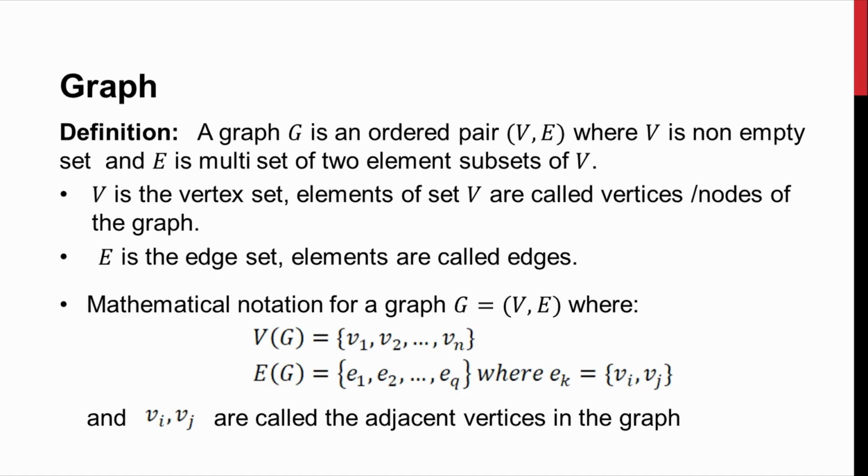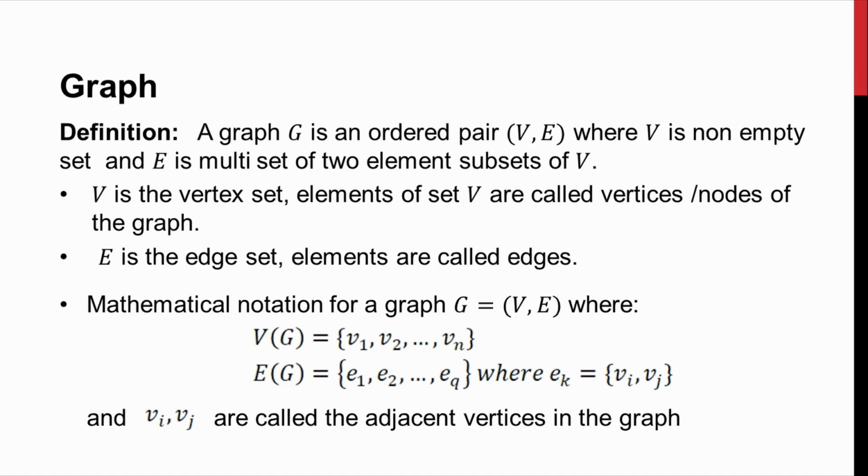So here E is a multiset. In other words, its elements can occur more than once, so that every element has a multiplicity. In the formal definition, a graph G is an ordered pair of V and E, where V is a non-empty set and E is a multiset of two-element subsets of V.